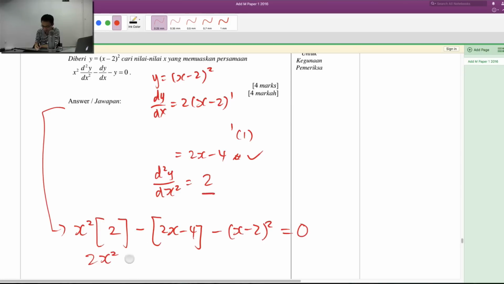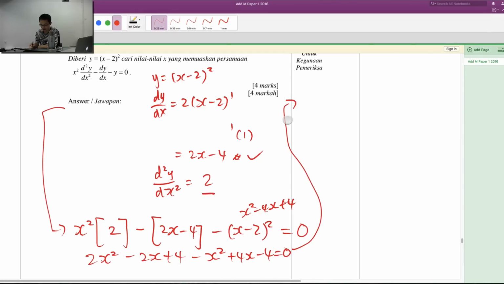2x squared, minus 2x plus 4. This one is x squared minus 4x plus 4. So it will be minus x squared plus 4x minus 4 equals 0. Since it hangs, I'm going to use this area. So 2x squared minus x squared, I left x squared. And then 4x minus 2x, I left 2x.